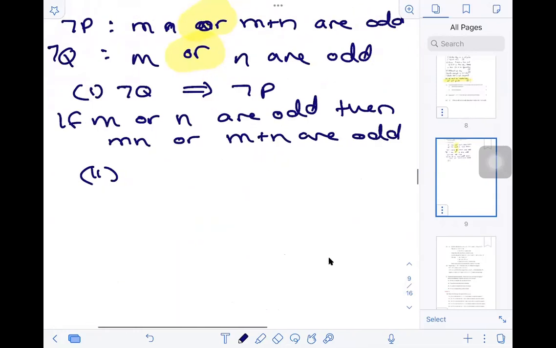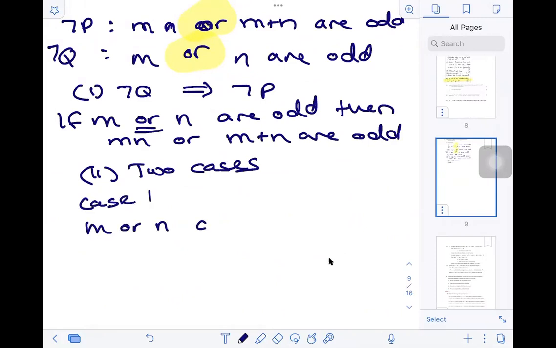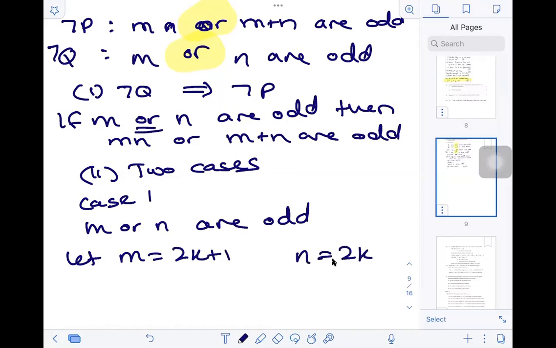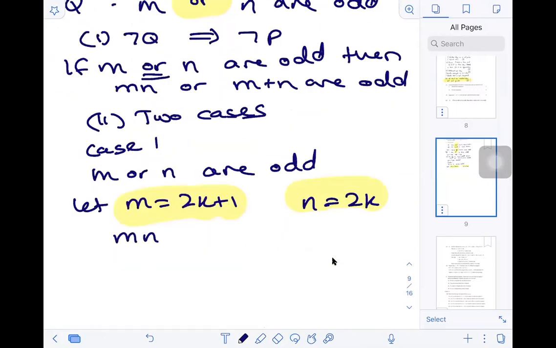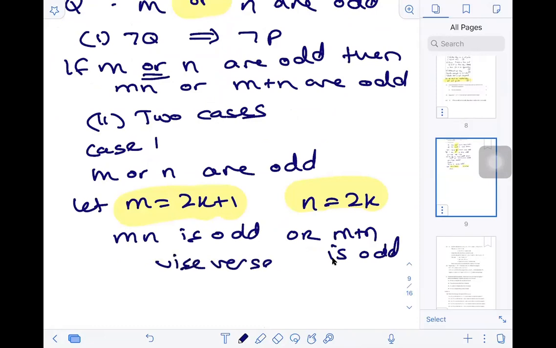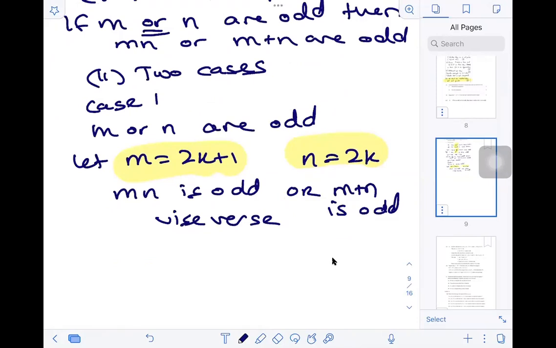Now you have to prove it. All right, so the or statement's quite interesting because it's an or. You would have to do two cases. So in order to do the cases, case one is m or n are odd. So that means if you let m equal 2k plus 1 and n equals 2k. See, it's an or, so there's not both together, whereas the and is both together. So if I do this first one here, then we have to show mn is odd or m plus n is odd. And we could also do vice versa, but it's going to be the same thing if you swap the m and the n. So you could just repeat it at the end.